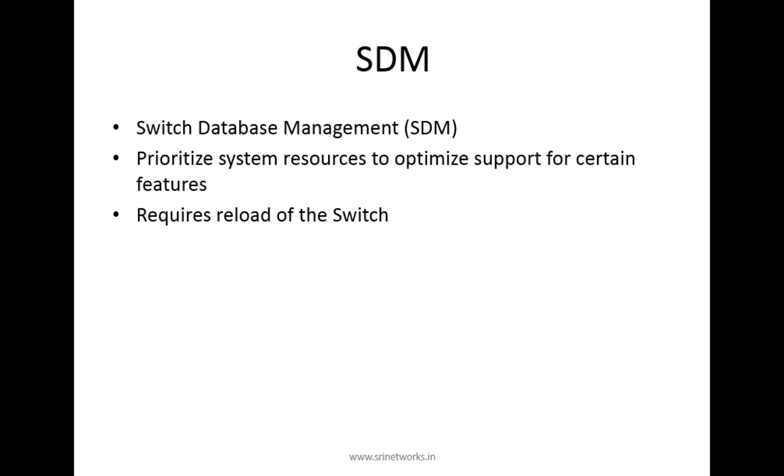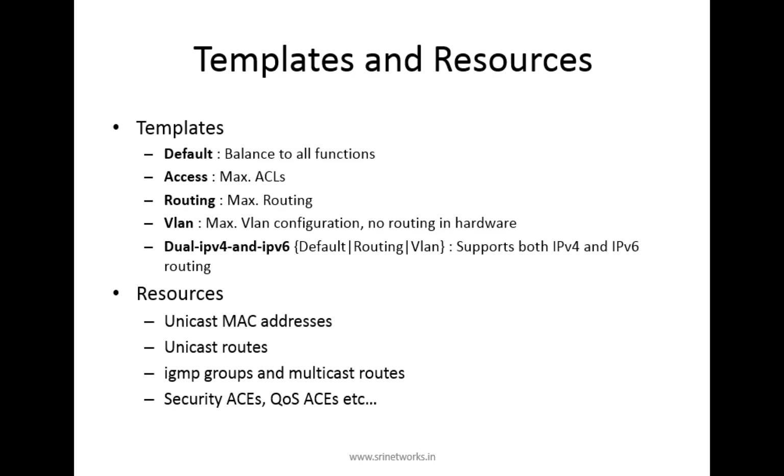Basically, if you want to optimize some of the features in your switch, let's say I want to use more ACLs in my switch, but I don't need many VLANs, or I don't need many routes but I want to use the resources for more access lists, we can optimize these resources. If you want to change the template, and have it enabled, it requires a reload of the switch. So what are the templates and resources available?